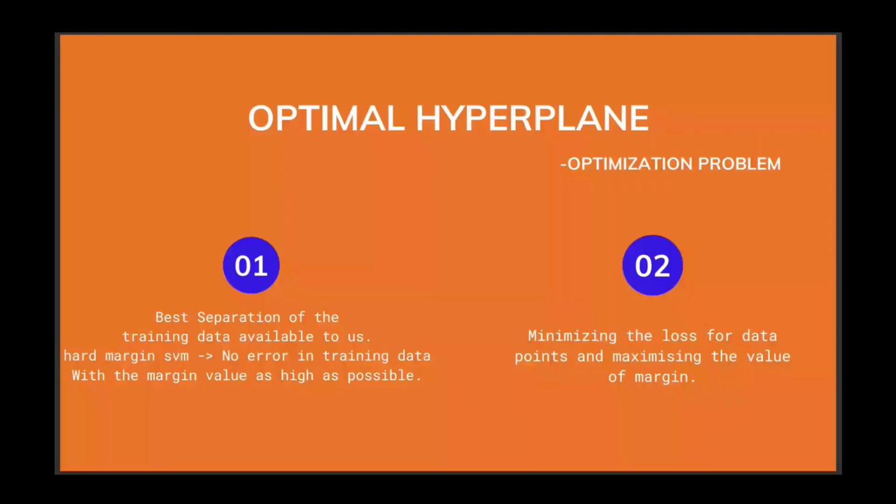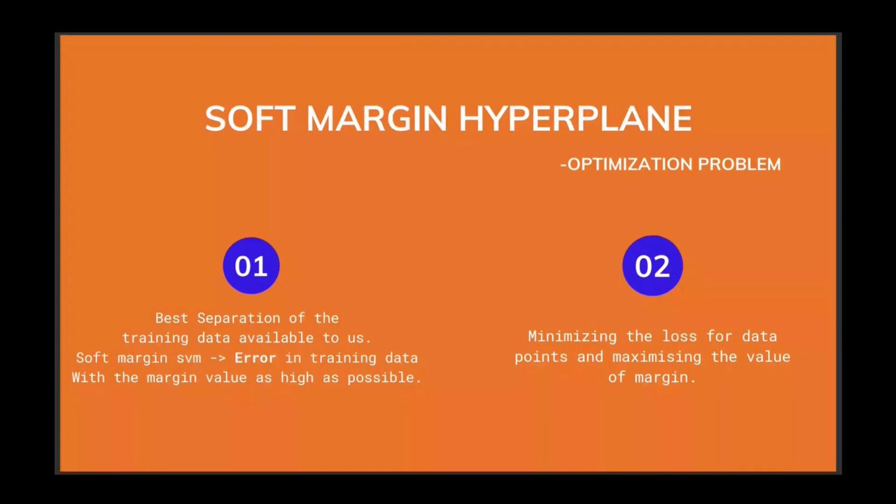So now this is the case of a hard margin, and you can see that there will be no error in the original training data samples that we have, and the margin value is to be as high as possible. And this is an optimization problem to maximize the distance between the two margins that we obtain. And we will also have to minimize the loss for the data points that we have in our data set. And this is a soft margin hyperplane, and you can see that error in the training data with margin value is also taken into account, and there will be some errors that will be accounted in this.